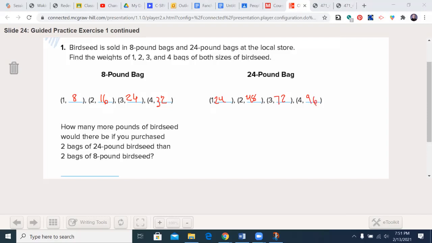How many more pounds of birdseed would there be if you purchased 2 bags of 24-pound birdseed than 2 bags of 8-pound? 48 minus 16, 32 pounds. And pounds is abbreviated LB or LBS. Let's go ahead and fill that in. There is no graphing to do on that one.